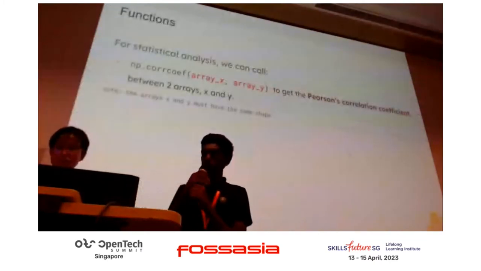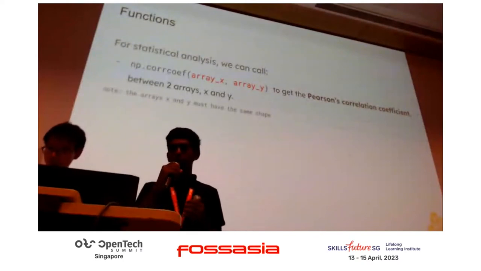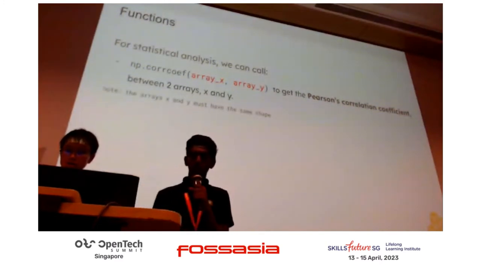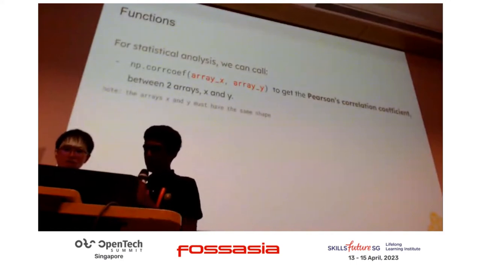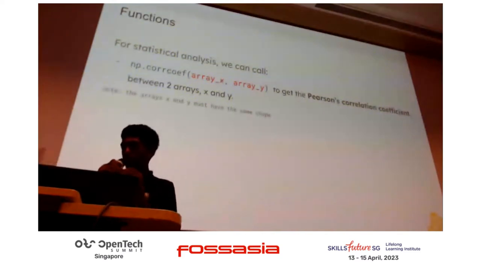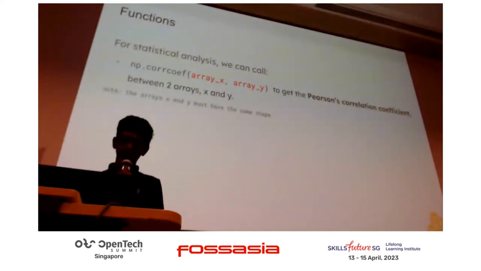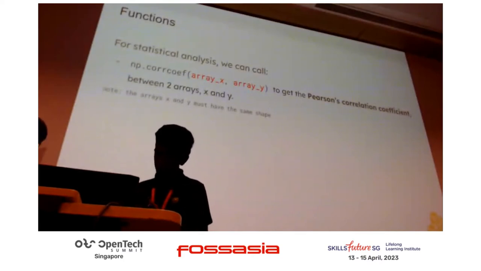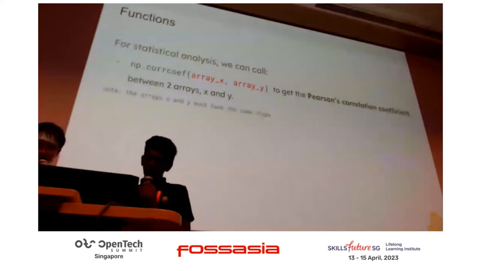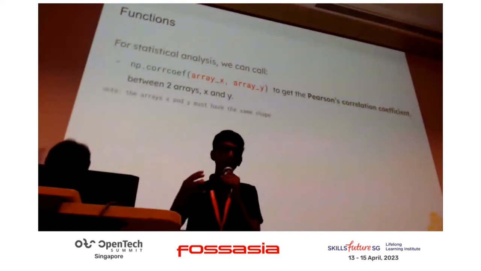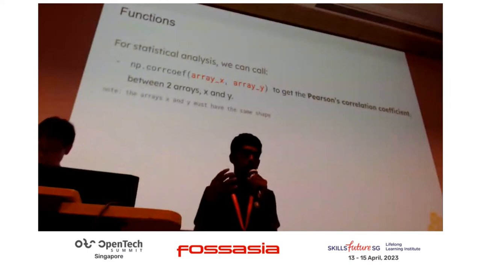Okay. So for statistical analysis, we can also call the correlation coefficient function. What this does is find the correlation coefficient, which measures the strength of a linear relationship, with values ranging from -1 to 1, negative to positive. If it's negative, it is a negative, inverse relationship, and if it's positive, it is a positive relationship, where the closer it gets to 1, the stronger the linear relationship between these two variables. One thing to note is that both your arrays, the first array and the second array, must have the same shape for this function to work, or it will result in a shape error.